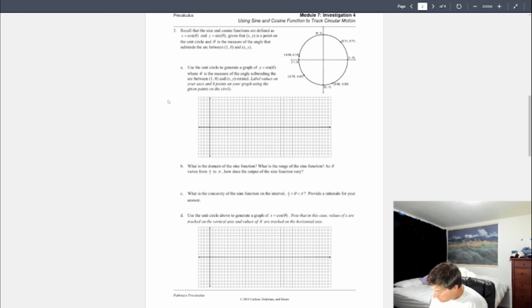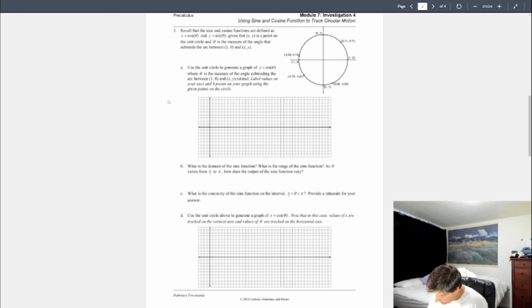Okay, what is the range of the sine function? Given that it's, well, whatever its radius is, but range equals negative radius and includes that to positive radius. Also a bracket.